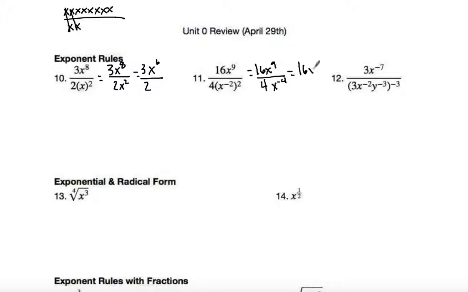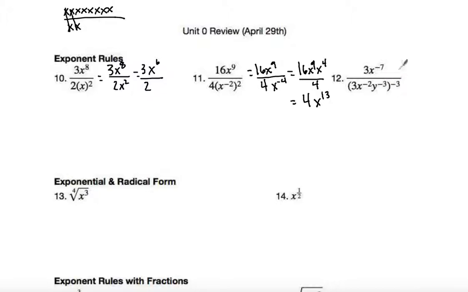So that would be 16x to the ninth x to the positive 4 over 4. Now, my 16 and my 4 will divide out. That will leave me with 4. And if I have x to the ninth times x to the fourth, remember I add those exponents together, so that will give me x to the 13th. So my final answer would be 4x to the 13th.